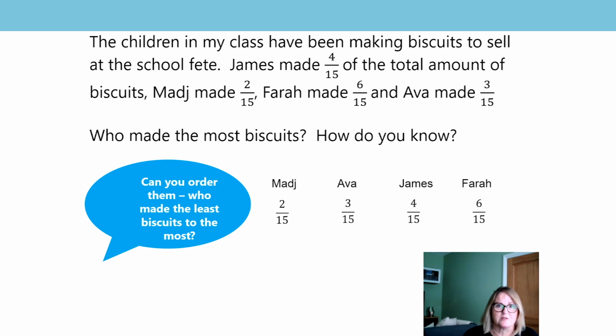What was the question? Who made the most biscuits? That's right. Write that down in a sentence. Made the most biscuits. What did you say? You said Farah made the most biscuits. That's right, because she made the highest fraction of the total amount.